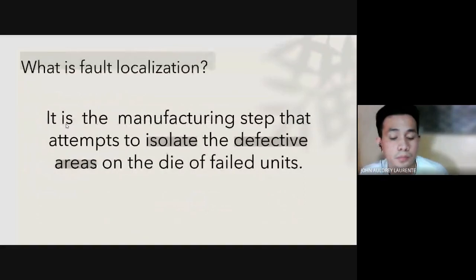First, before we initially define electroluminescence, let's see first where it is being used and how and why. To proceed with that, the first question to answer is what is fault localization? It is a manufacturing step that attempts to isolate the defective areas on the die of failed units.